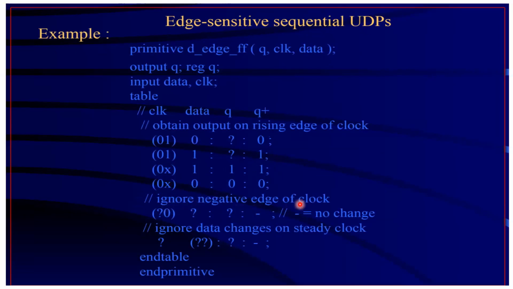Ignore the negative edge of the clock. The negative edge, 1 to 0, is not written in the table, so for that there is no change.